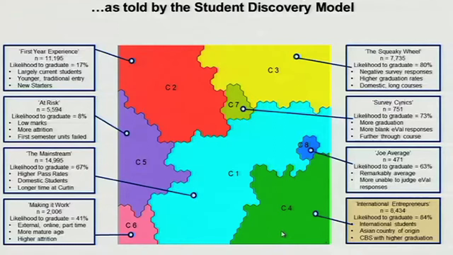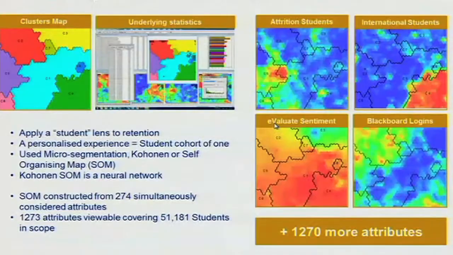The self-organized map we've seen there gives us a lot of information, and obviously there's a lot of data underpinning it. If you look at these maps, you can begin to see how you can pick out the areas where students are more likely to be dropping out, or the areas here in red where they're more likely to be retained.